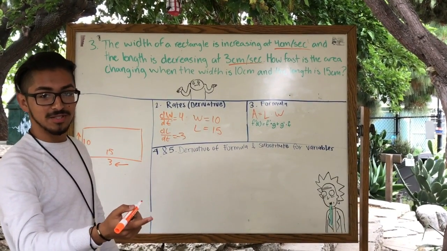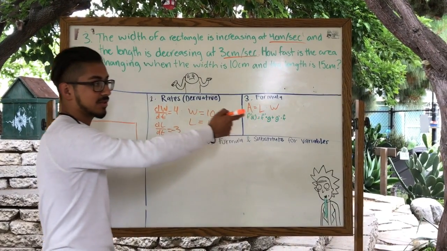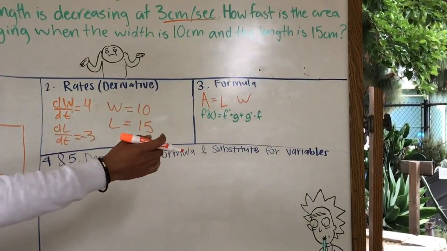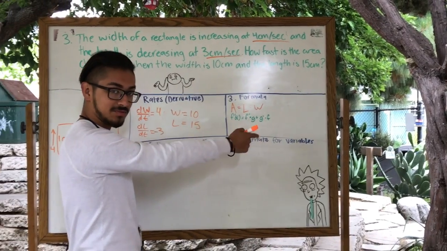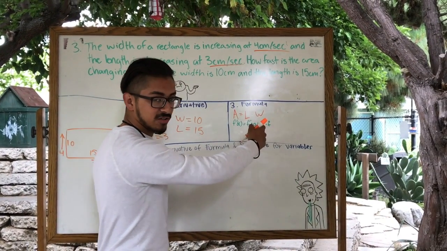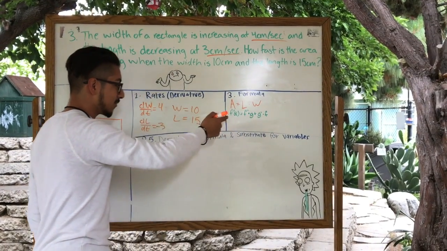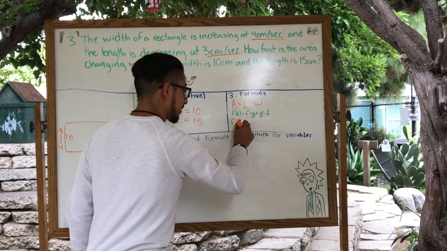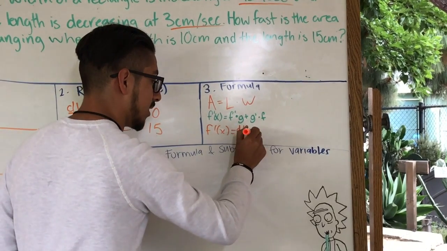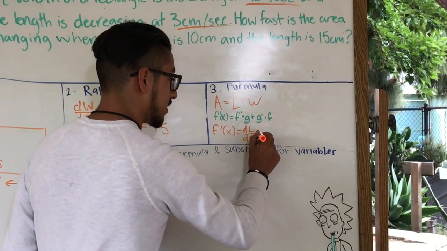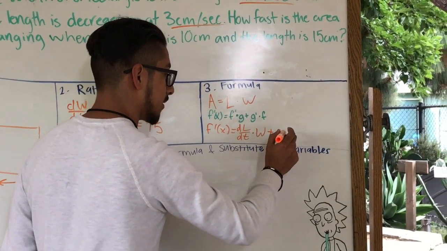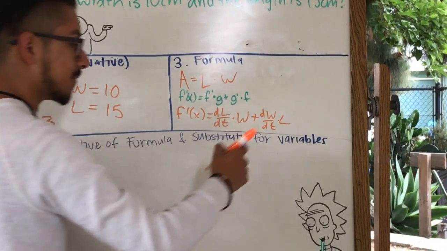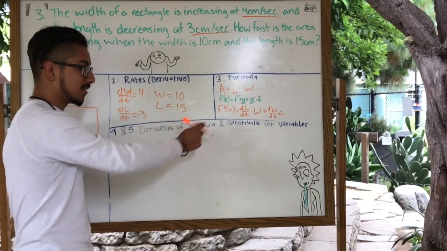So the formula that we're going to be using is area equals length times width, the basic formula for a rectangle. And to find the derivative of this, we need to do the product rule, which is f prime times g plus g prime times f. So when we plug in our values to that, we'll get dl/dt times w plus dw/dt times L. So this is going to be the formula that we use for solving this equation.